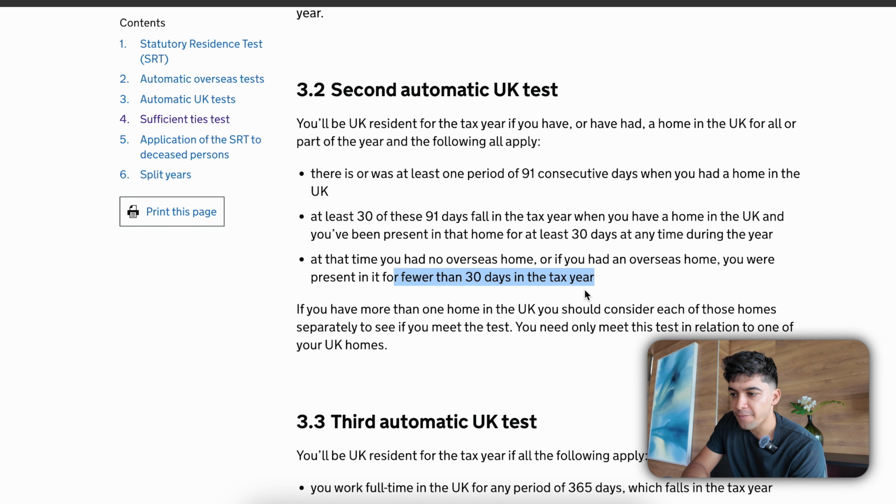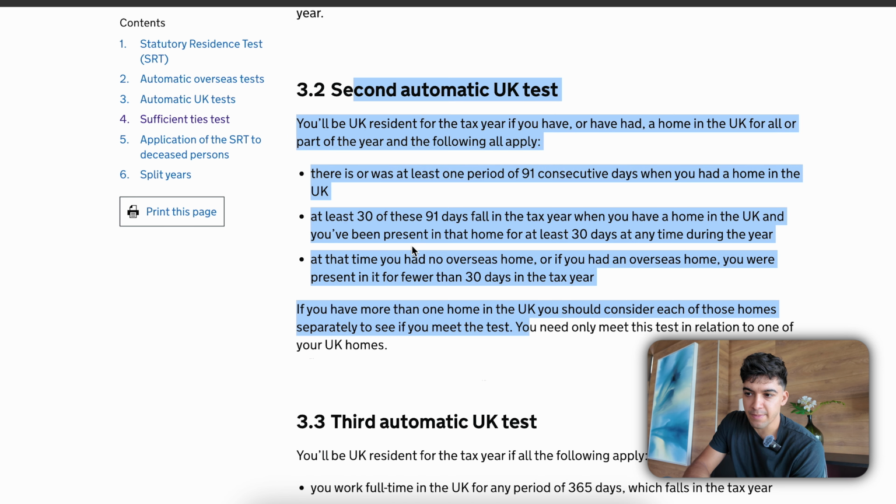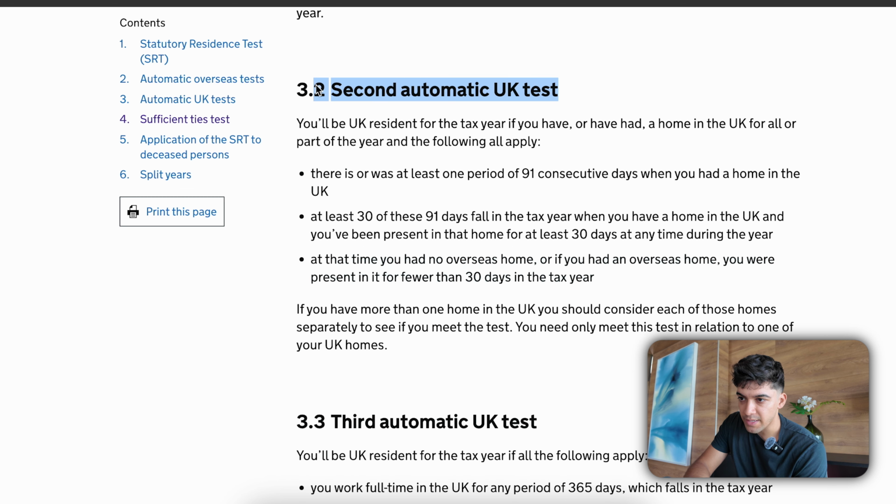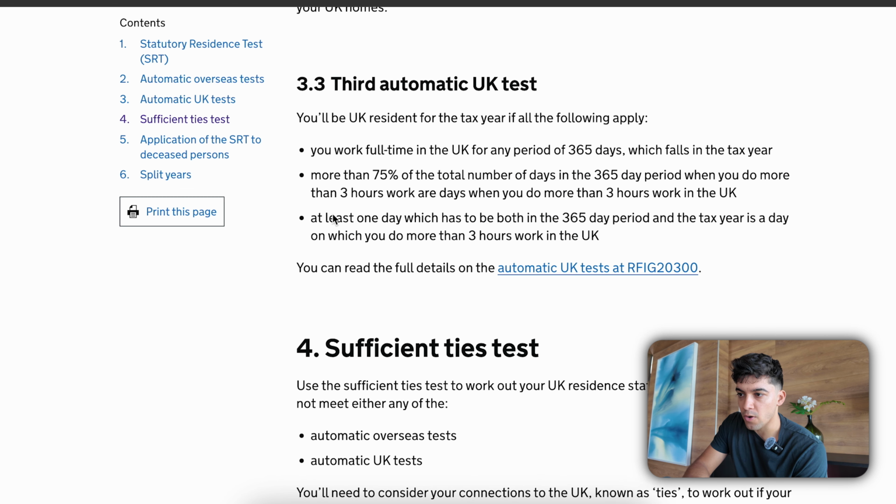So if you spend fewer than 30 days in the tax year in any overseas home, then yeah, you're a tax resident. But as I mentioned, most of you, maybe you're in Bali, maybe you have a house in Brazil, I don't know. Probably have a rental agreement for a couple of months. So if you spend more than 30 days in any one property, then you don't meet this, which means you don't meet this test, so which means we need to go down to the third automatic UK test, which is: you'll be a UK resident for the tax year, again, if all of the following apply.